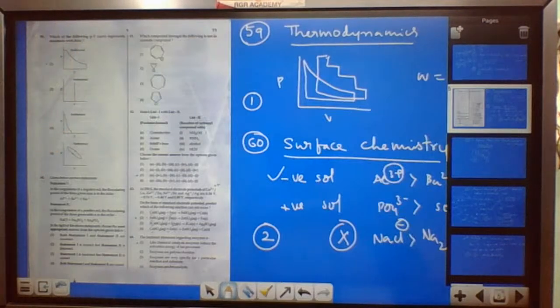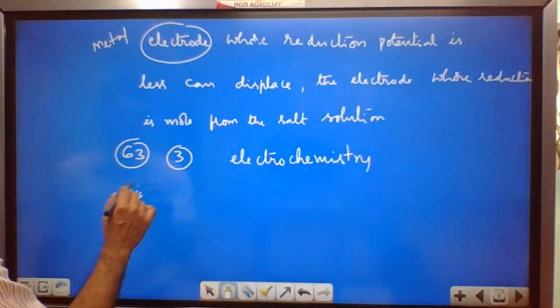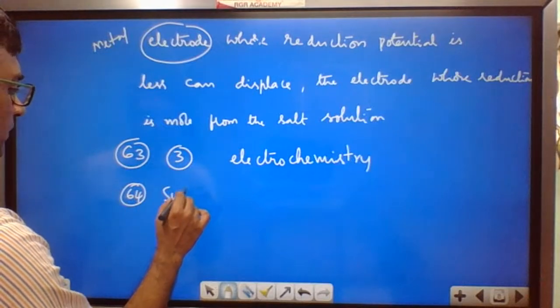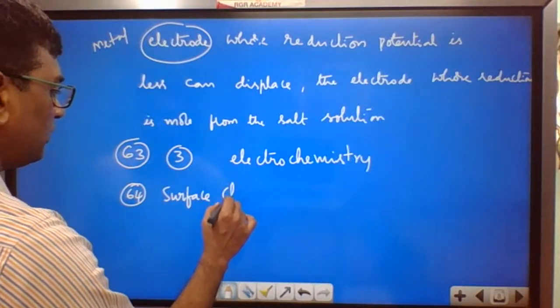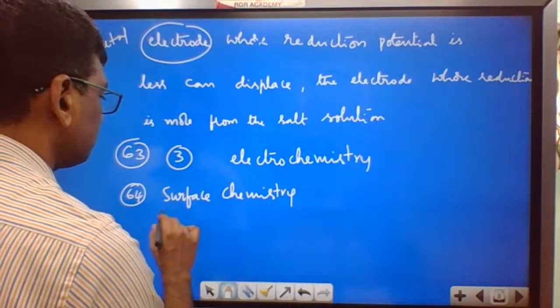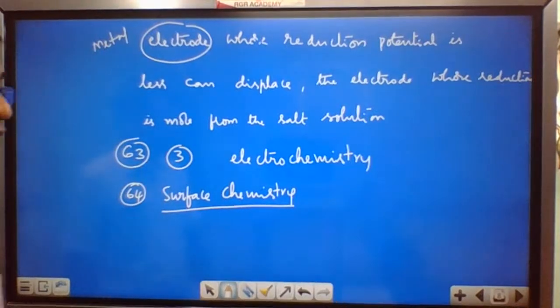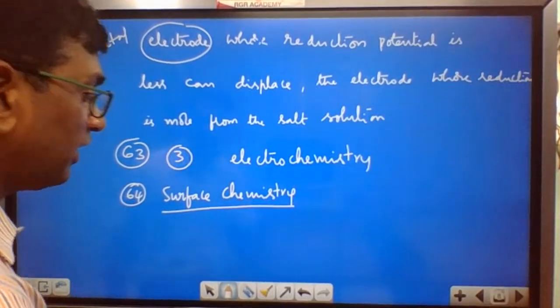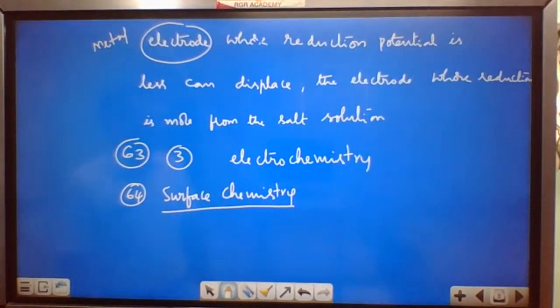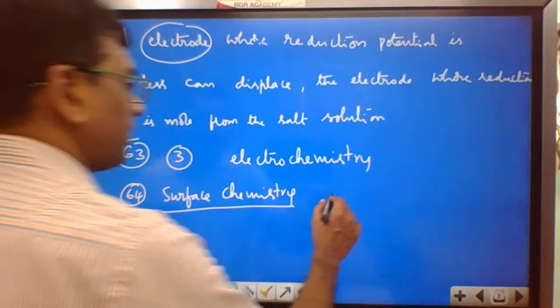Next, 64, they asked this question from surface chemistry. So already we discussed one question from surface chemistry. This is the second question. That means they gave 2 questions from surface chemistry. One we already discussed, that is coagulating power, which is given from colloids. This is given from catalysis.